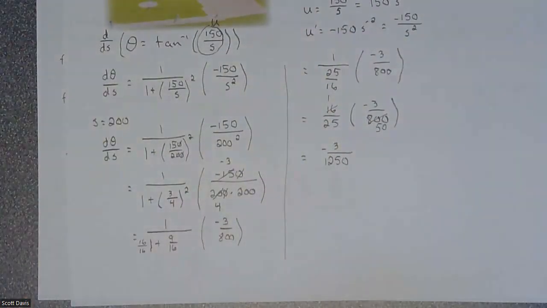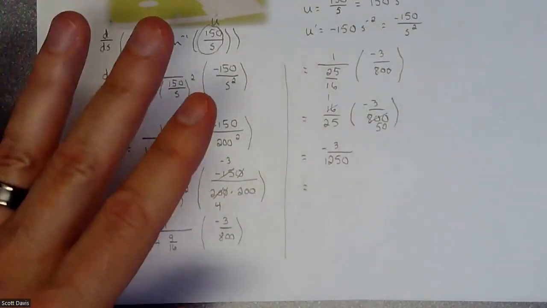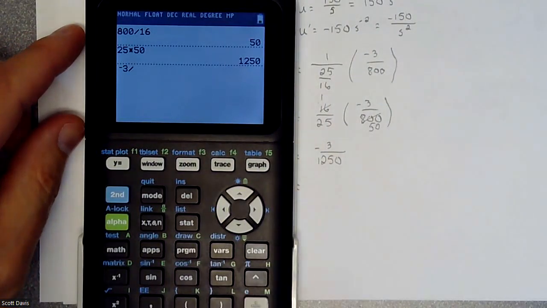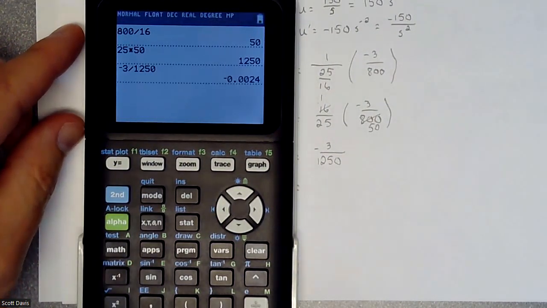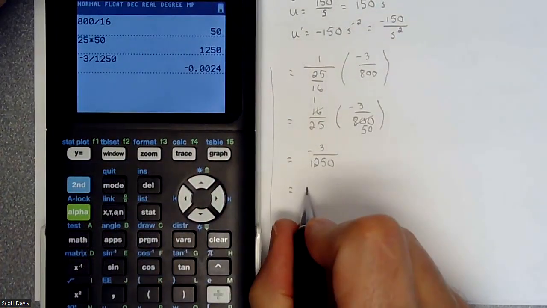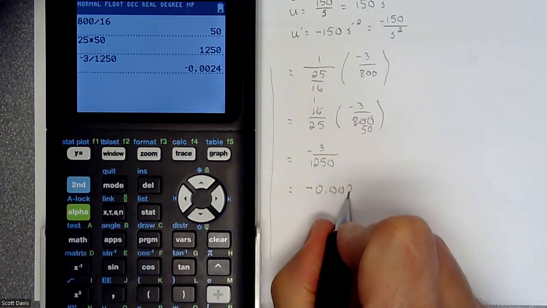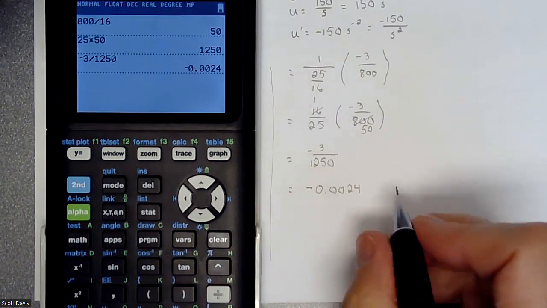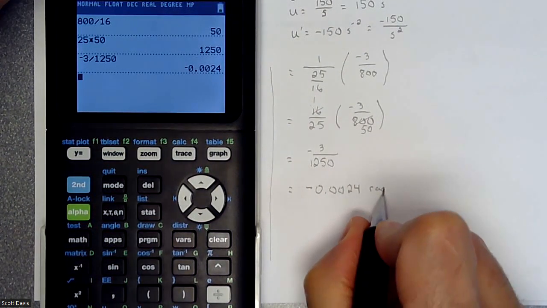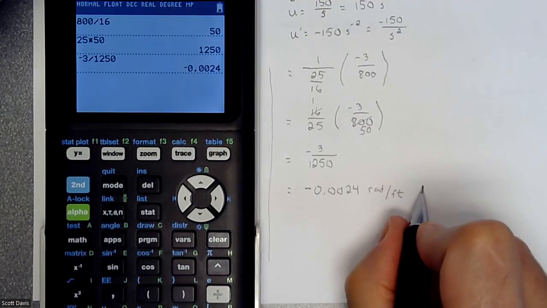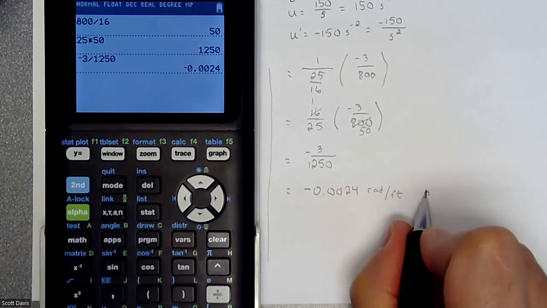All right, so that's great, but let's try to make some sense of this answer. So I'm going to go ahead and actually divide this out. So I'm going to get a -3 divided by the 1250, and that represents a negative 0.0024 radians per foot, right? Which, again, let's make more sense out of that.